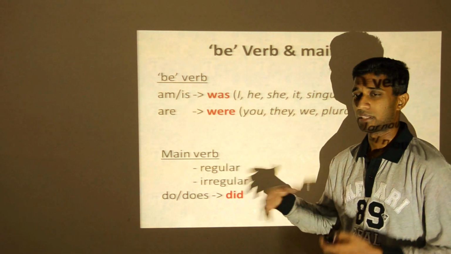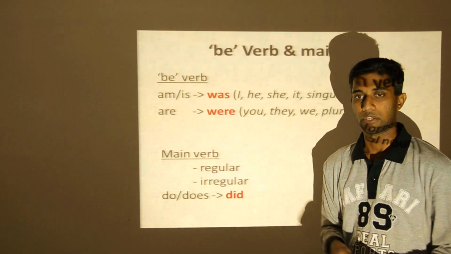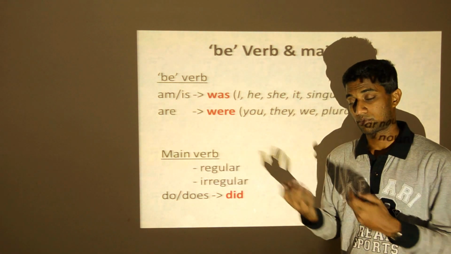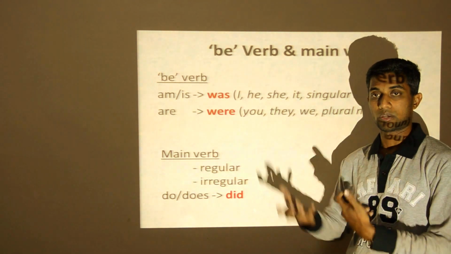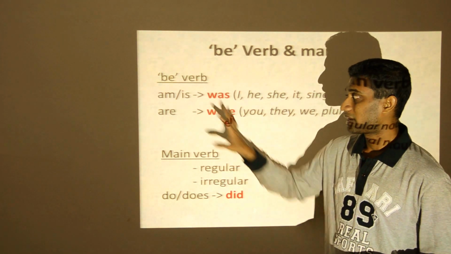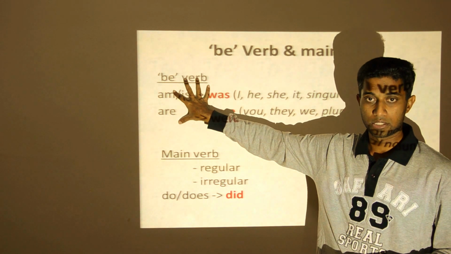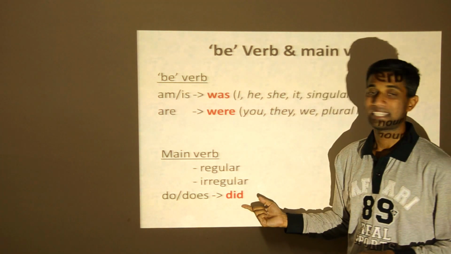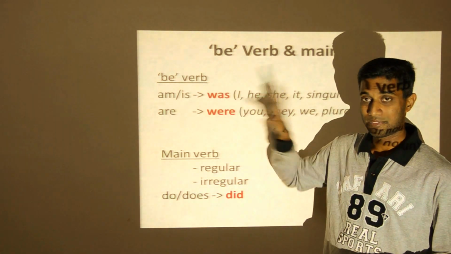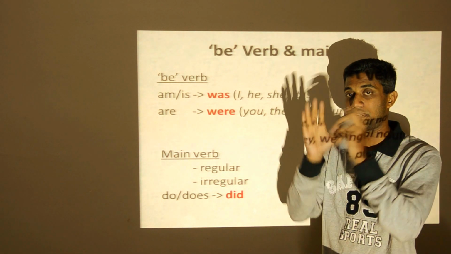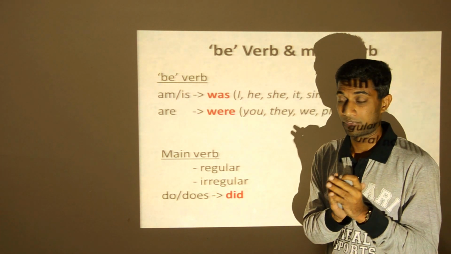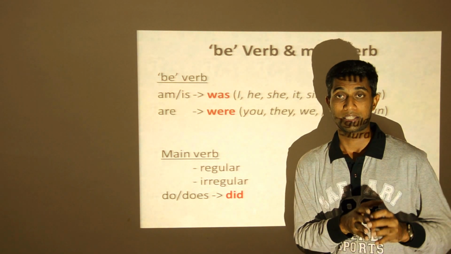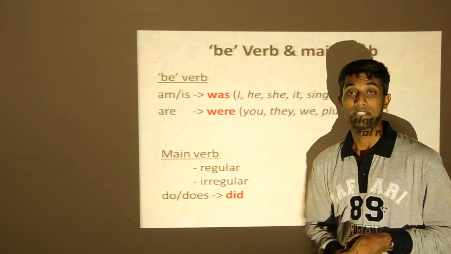Another form of verb is called the main verb. There are regular verbs and irregular verbs, but we are not going to focus on that here, because we are just going to discuss forming questions. Just remember, if you have the be verb in the sentence, we use was and were, the past form of be. If you don't have the be verb in the sentence, then we need to use did, the past form of do or does.